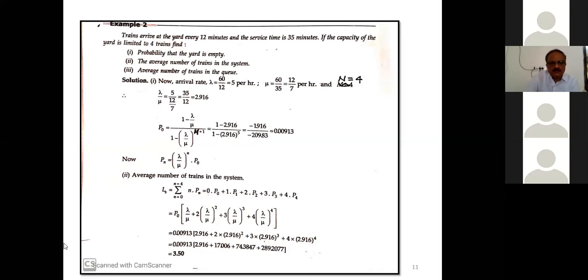For that again, we will use this formula, which gives us the number of trains in that particular yard, that means the number of customers visiting that particular system. The possible number of customers visiting that yard is n equals 0 to 4. There may be 0 trains, there may be 4 trains, because the maximum number of trains allowed to enter the system is 4. And it is n into Pn. So applying this formula, it will be 0 into P0 plus 1 into P1 plus 2 into P2 plus 3 into P3 plus 4 into P4. Just substitute the value of lambda by mu here and you will get the average number of trains in the system.